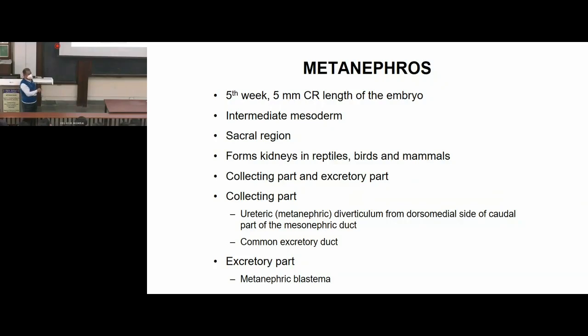Okay. The collecting part develops from what is called the ureteric diverticulum, which develops from the dorsomedial side of the mesonephric duct. It's also called the common excretory duct. The excretory part develops from the metanephric blastema. So when you are asked in the exam to list the two sources of development of kidneys, the answer is collecting part and excretory part. The collecting part develops from the ureteric diverticulum from the mesonephric duct, and the excretory part develops from the metanephric blastema. That's the answer.